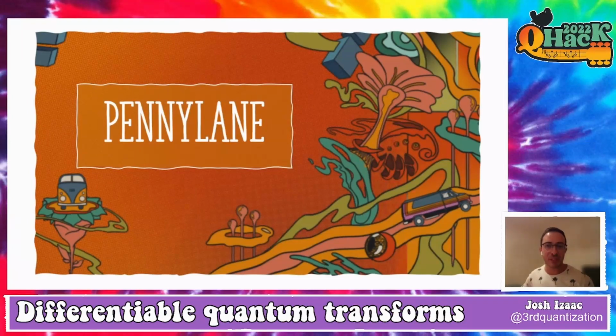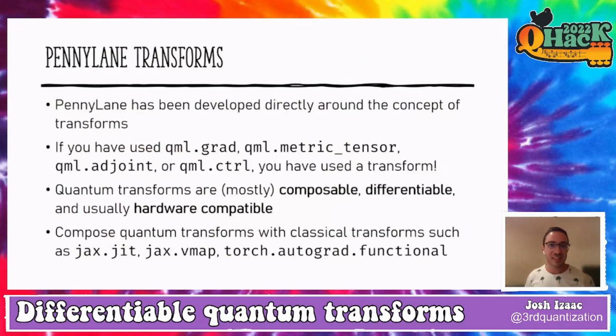So I want to quickly finish just by showing how this integrates with PennyLane and what differentiable quantum transforms means in PennyLane. From the very beginning, PennyLane has almost been developed directly around the concept of quantum transforms. So if you've used PennyLane and you've used qml.grad, qml.metric_tensor, qml.adjoint, or qml.control, you have used a transform. And as we've been adding these transforms, we've been trying to keep them mostly composable. And I say mostly because not all transforms return numerics, and so those ones won't be able to be composed.